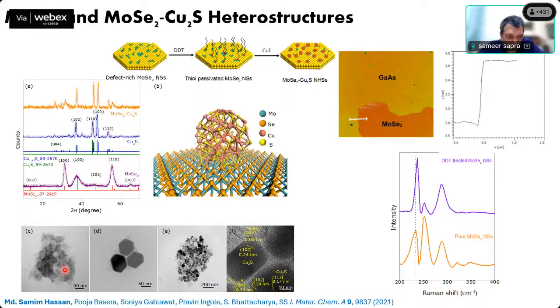And if you look at the TEM, this is your molybdenum selenide. If you just make cuprous sulfide, then you get these hexagons. But once you make them with molybdenum selenide, you start forming these hexagons on top of molybdenum selenide. We wash these several times to make sure that they are not just physically attached. They're chemically attached over here.